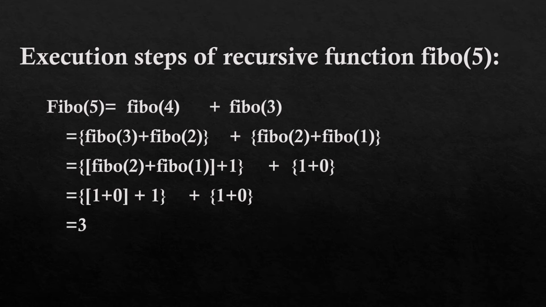And next, fib of 2 is again 1 and fib of 1 is again 0. These are the base values that we have given in our recursive function. Now we will substitute the base values, that is fib of 2 is 1, fib of 1 is 0, in all these places, and we will get the output as 3. So like this the recursive function works.